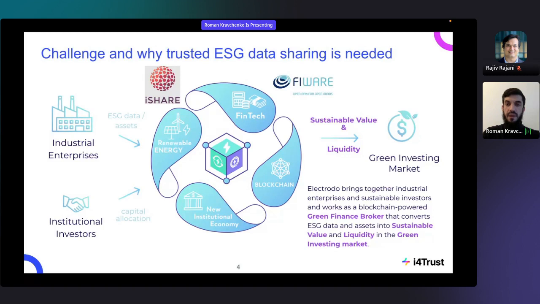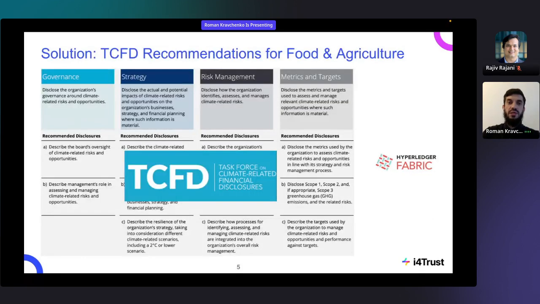So our idea is to build a green finance broker that can convert ESG data and assets from industrial enterprises into new sustainable value. And from another side, we can share this data with financial institutions to assess sustainability and climate-related risk across investment portfolios. As a result, we aim to improve capital allocation, taking into consideration climate-related risks of such industrial enterprises. In the case of our experiment, it's about industrial enterprises in the food industry.